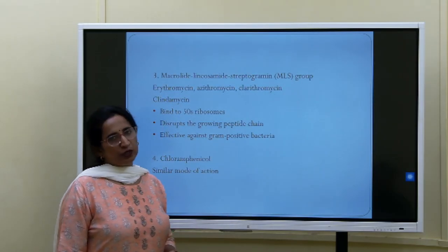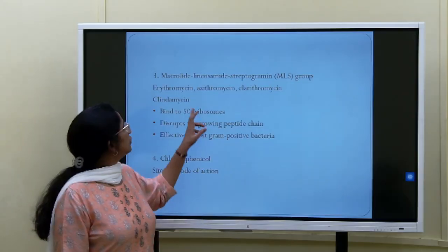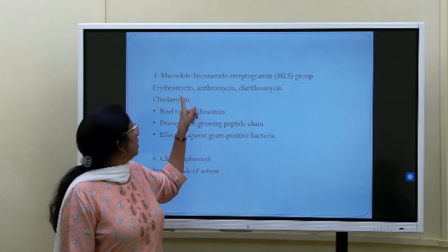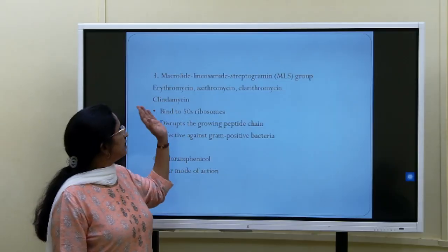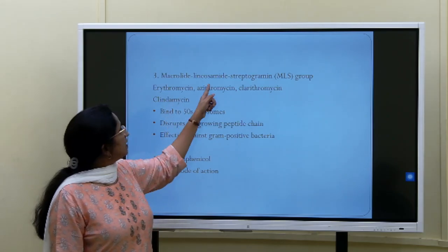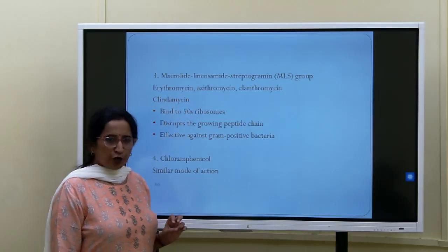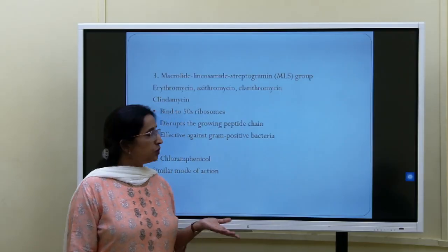Third group under protein synthesis inhibitors are the MLS group. MLS stands for macrolide, lincosamides, and streptogramine. Under macrolides, we have common examples like erythromycin, azithromycin, and clarithromycin. Clindamycin is an example of a lincosamide. Now, all these antibiotics work in a common way. They bind to 50S ribosomes and not 30S ribosomes.